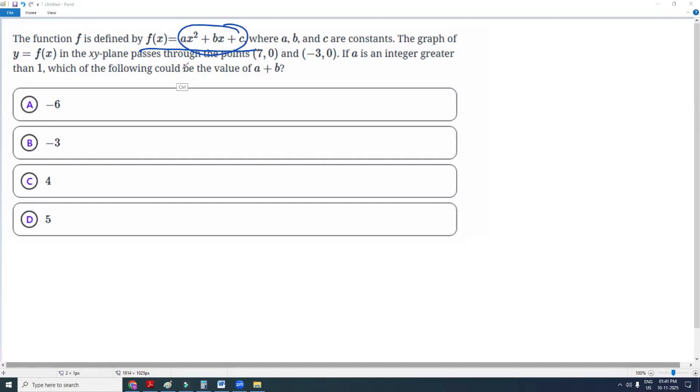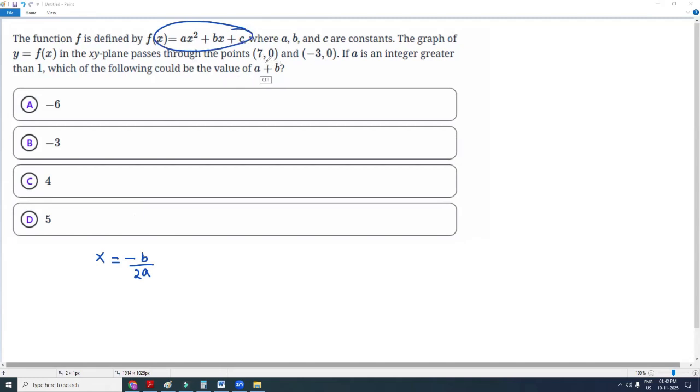When we have a quadratic function in standard form, there is a formula to get the x-coordinate of the vertex. That is x equals negative b divided by 2a, where b is the coefficient of x and a is the coefficient of x squared. The graph of the given function passes through these two points. In both points, the y-coordinate is 0. Since the y-coordinate is 0 in both, these two points represent the x-intercepts of the graph of this quadratic function, I mean the parabola.